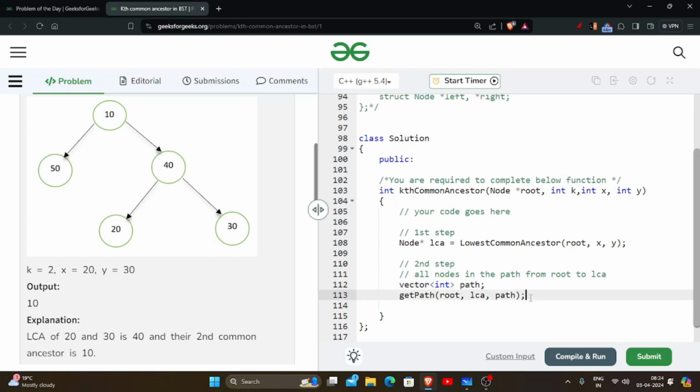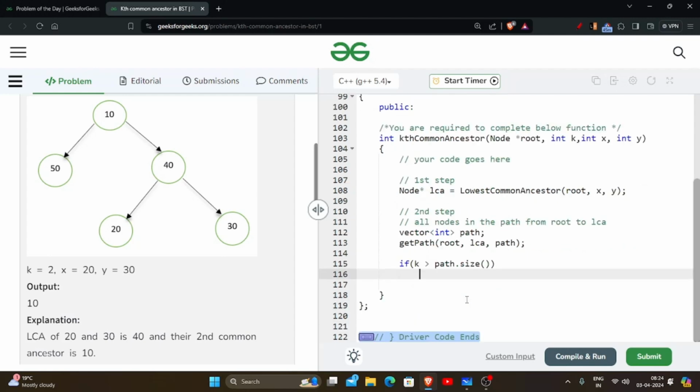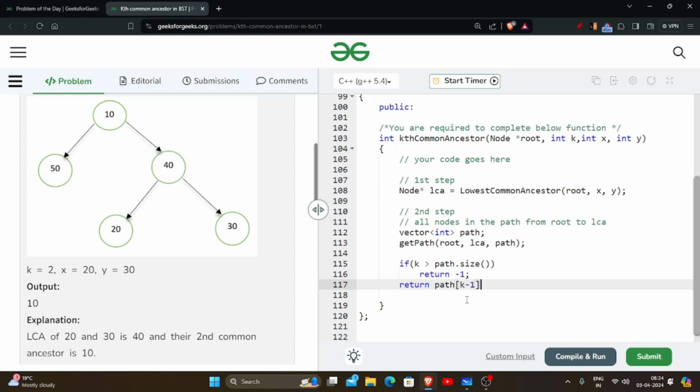Okay. So now I will get the path size. If k happens to be greater than path dot size, that means the number of ancestors in the path vector is lesser than k. If I have five nodes which are ancestors and I need to return the eighth one, can I return? I cannot. So this case is return minus one, or else we can just return path of k minus one, because it is zero-based indexing. So this is our third step.